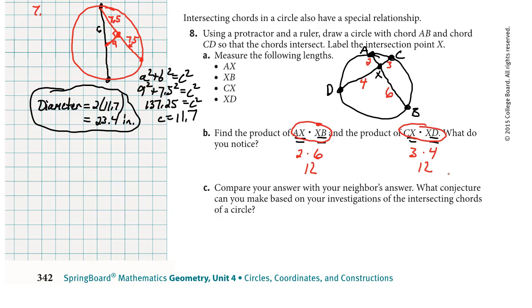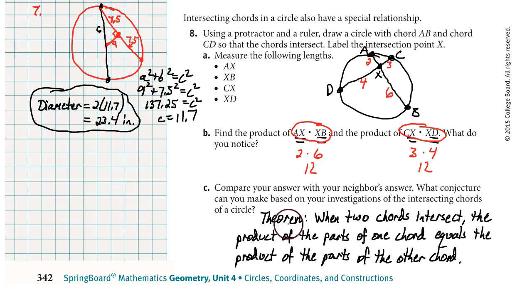Again, let's not actually prove that that's true, but just accept that it can be proved, and that gives us another theorem. Here's the theorem for you to write in your notes. When two chords intersect, the product of the parts of one chord equals the product of the parts of the other chord.